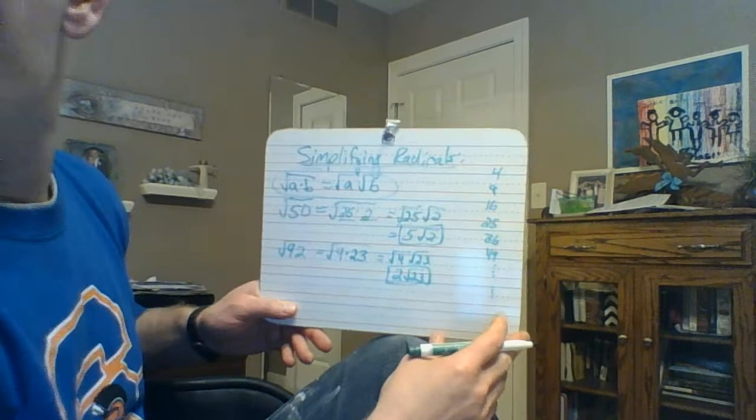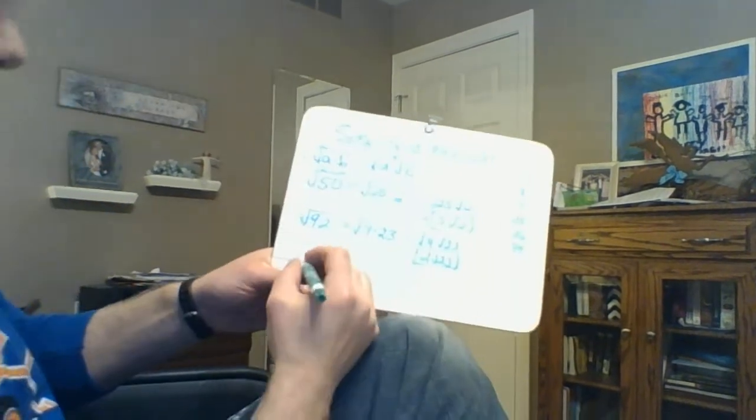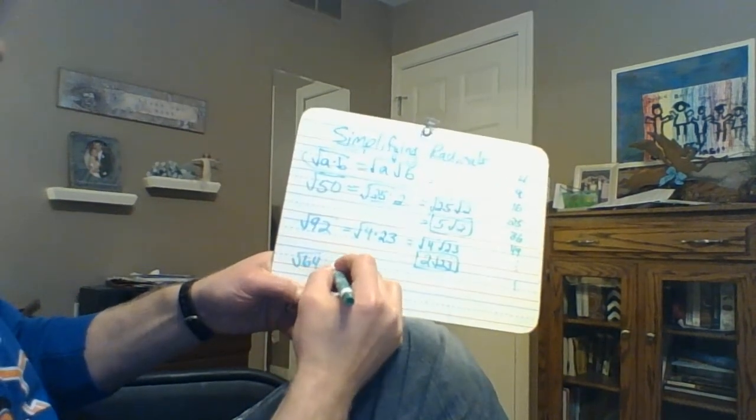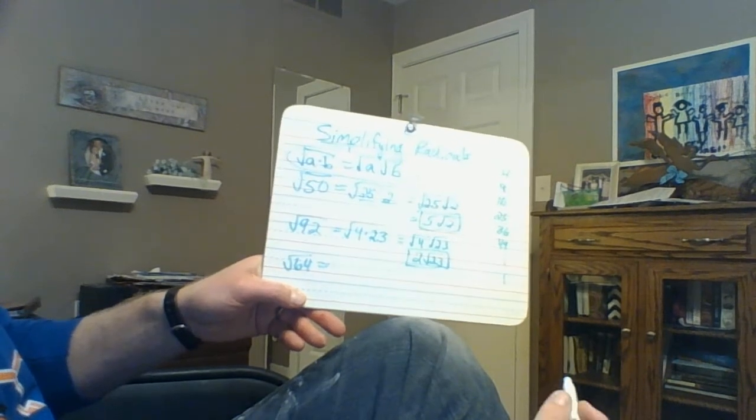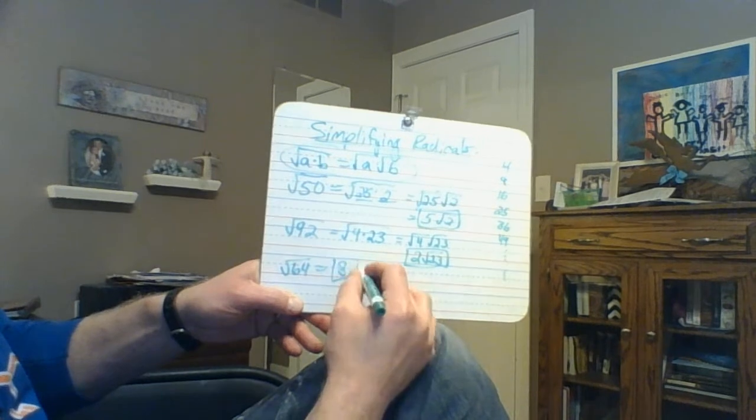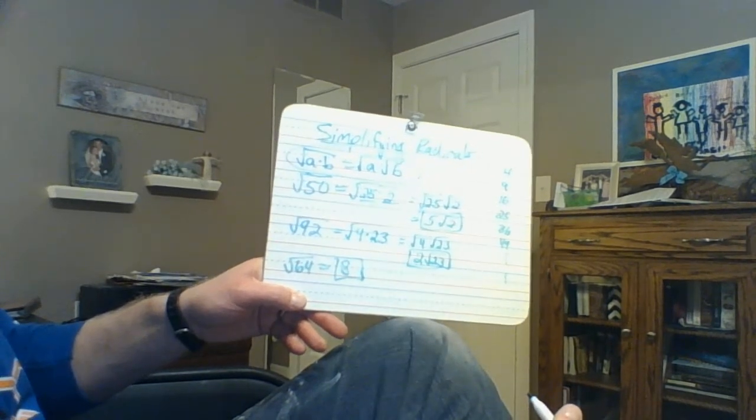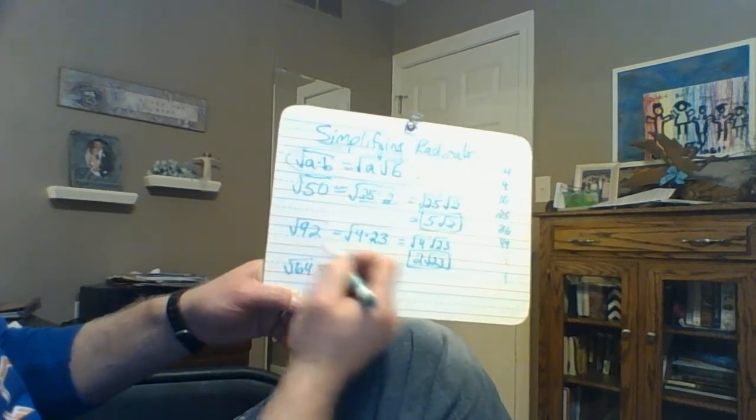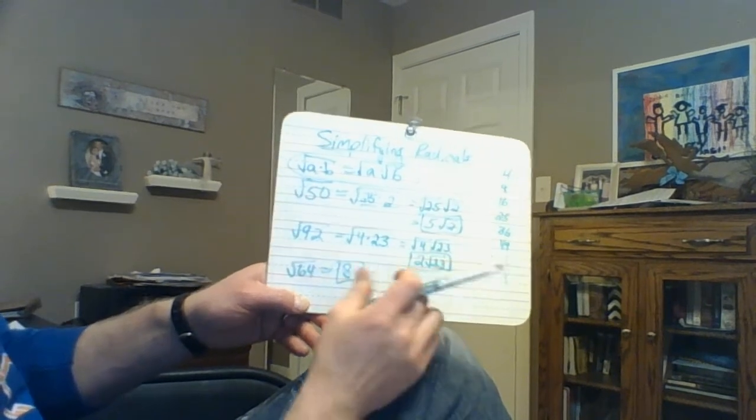Now, let me show you one more quick. What if we had the square root of 64? Well, don't be fooled. Remember your perfect squares. If it comes out nice, just take it. You don't have to go through that process. But if it doesn't come out nice, go through that process.